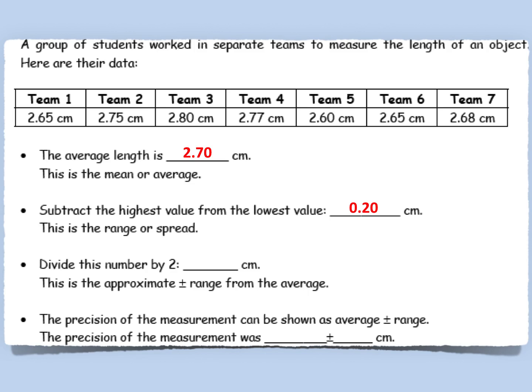If you divide that range by 2, you get that half the range is 0.1 of a centimetre. Now we can use that as how far the maximum reading and the minimum reading are away from the average reading. So it's better when we're looking at all these results to express the length of this object, because 7 groups measured it, as 2.7 plus or minus 0.1 of a centimetre.